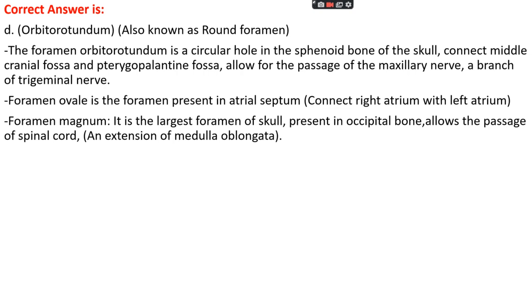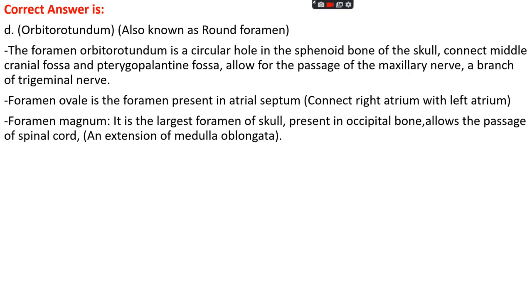The foramen rotundum is a circular hole located in the sphenoid bone of the skull. It connects the middle cranial fossa with the pterygopalatine fossa, and allows for the passage of the maxillary nerve, which is a branch of the trigeminal nerve.